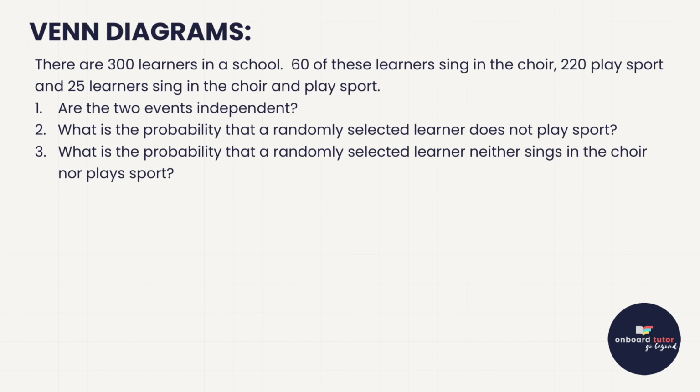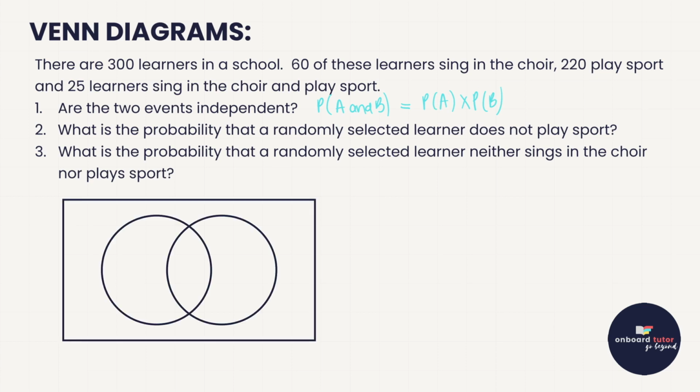So independent, just to refresh my memory, means the probability of A and B must equal the probability of A times the probability of B. If I can prove that, then they are independent of each other. If I can't prove that, then they are not independent. But in order to do that, I need to put together a Venn diagram, because that's going to help me find these different probabilities.